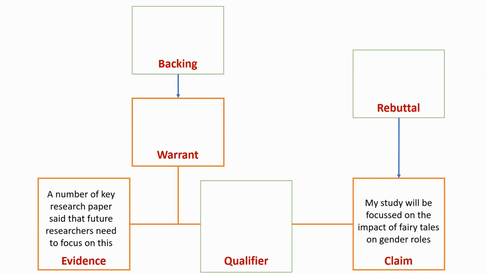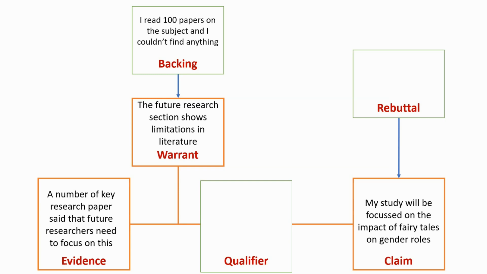Your assumption here is that the future research section of papers is designed for existing authors to highlight the limitations of their own studies and also to point out gaps in literature. Realistically speaking, having that implied warrant or assumption is not enough to make an argument like this, because how can you be sure that those gaps listed in the key papers are still gaps? So your backing could be that you have read 100 papers on the subject and you couldn't find any other literature that addressed that specific gap.